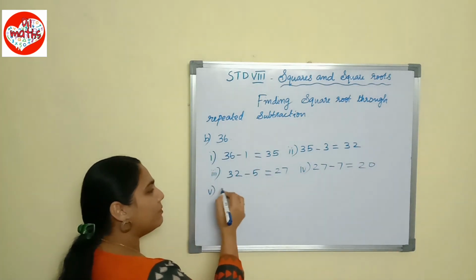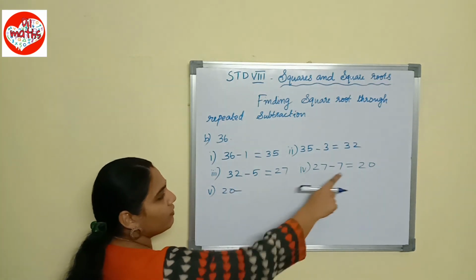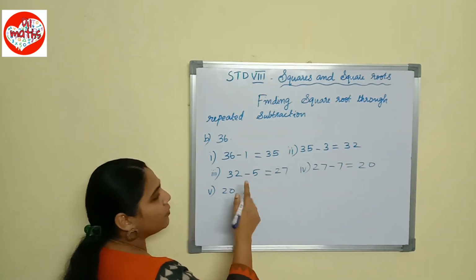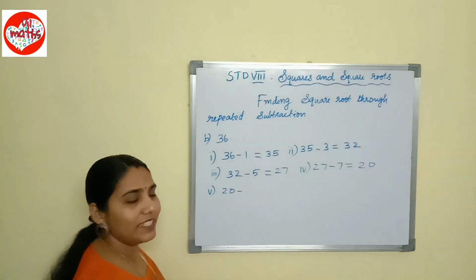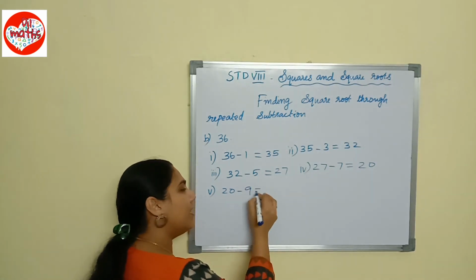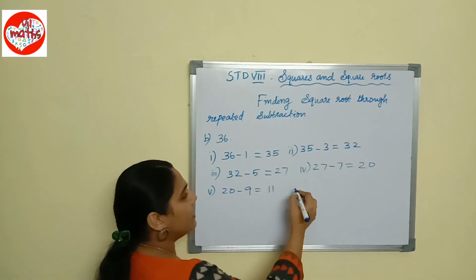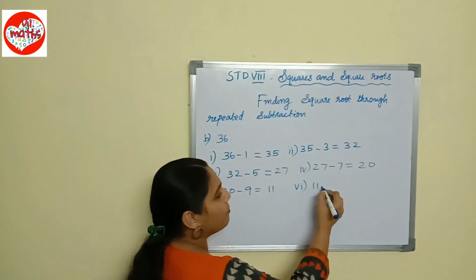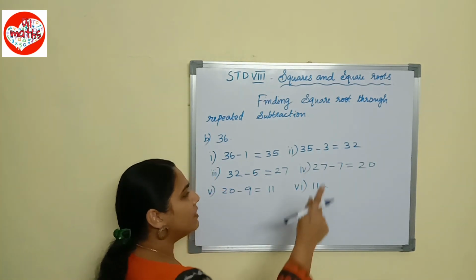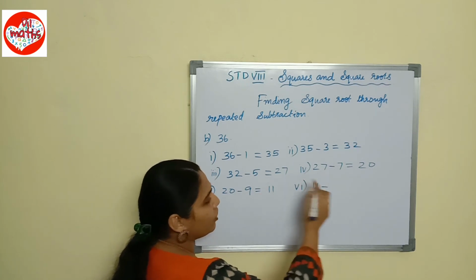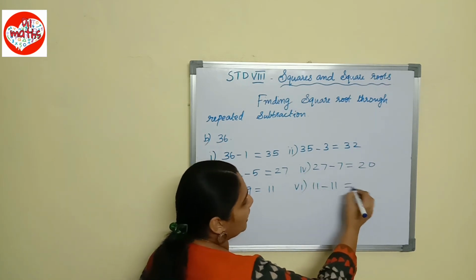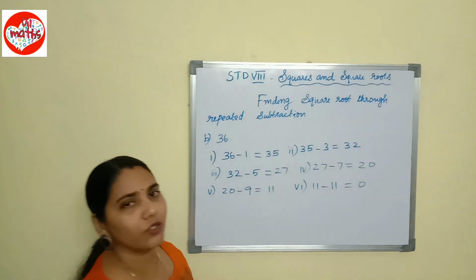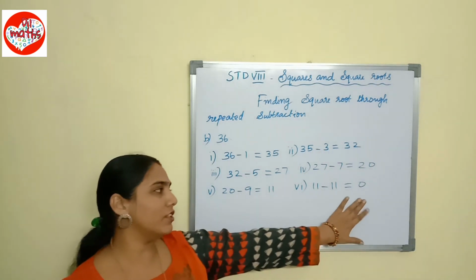And in the fifth step, 20 minus, what will be the next odd number? After 7, the next odd number is 9. 20 minus 9 is equal to 11. And sixth step, in sixth step, 11 minus, what is the next odd number? After 9, the next odd number will be 11. So 11 minus 11 is equal to 0. Now we got 0 as the difference.